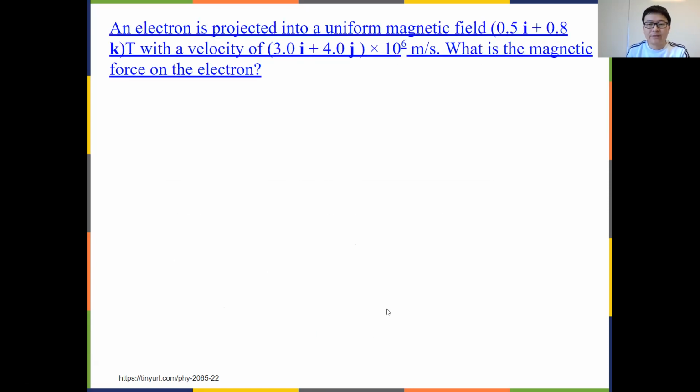Okay, so let's take a look at this example here. It says an electron is projected into a uniform magnetic field, 0.5 in the I direction, 0.4 in the K direction, in units of Tesla, with a velocity of 3.0 I plus 4.0 J times 10 to the 6 meters per second. What's the magnetic force on the electron? So it's asking for the magnetic force, which is a vector, right? So that means we are looking for a vector.